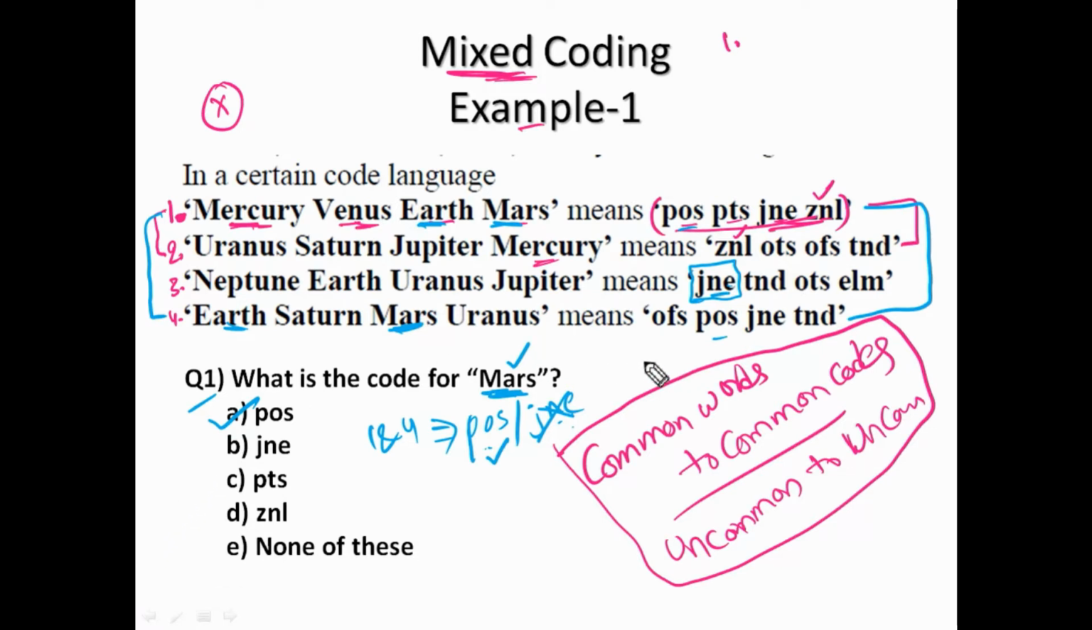Okay, and one more thing here. Mars is already processed, and we found the code for Mars is POS. Along with Mars, we now find the code for Earth also. The Earth code is JNE. So it is better to keep this data for further questions. Okay, it will reduce some time.